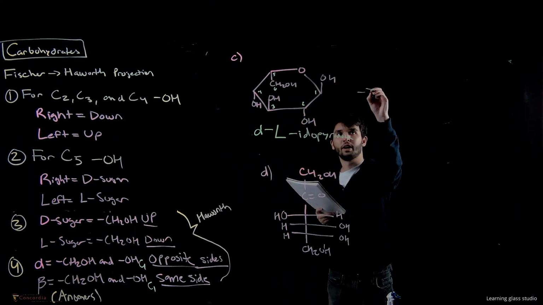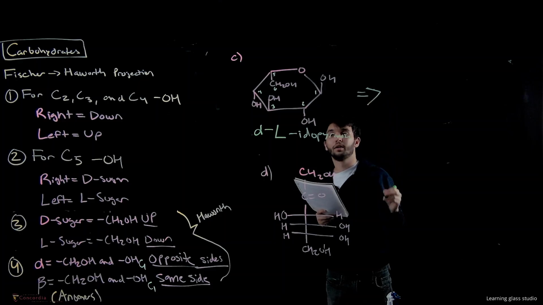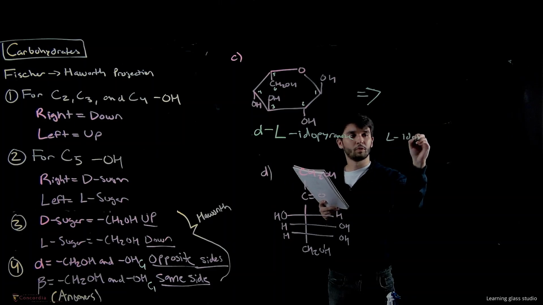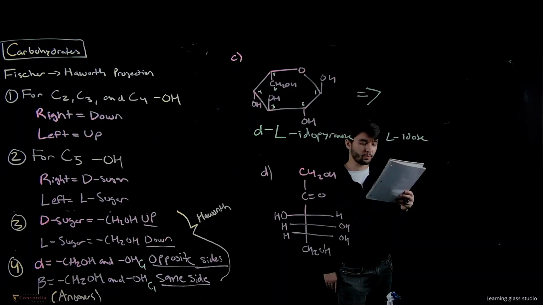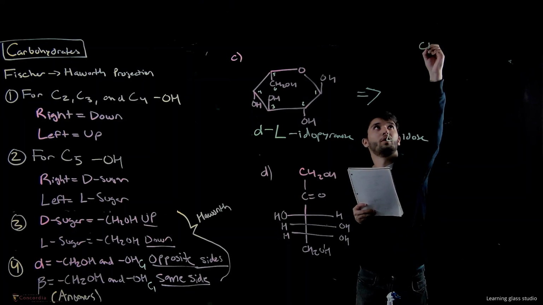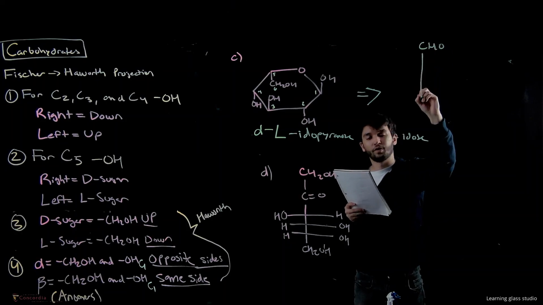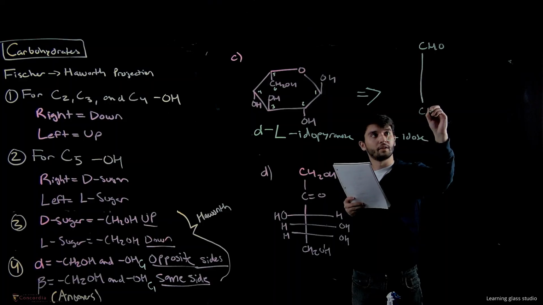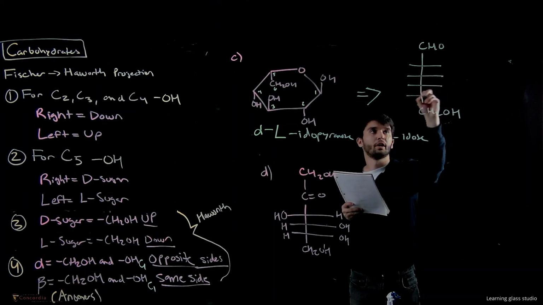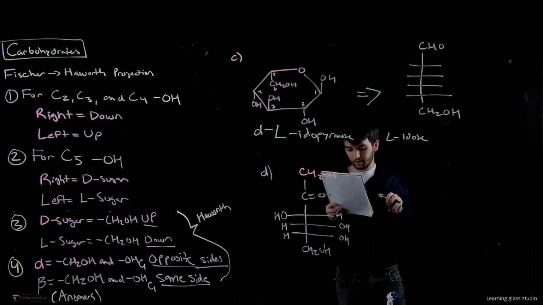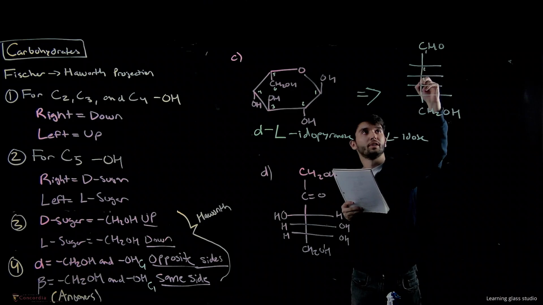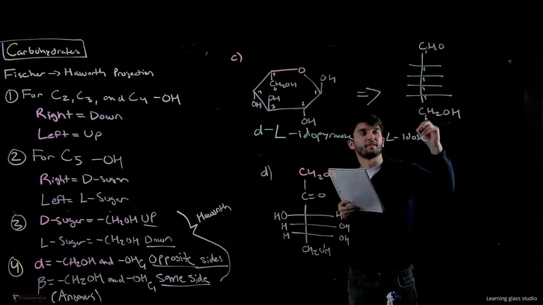And now we are trying to draw L-idose. So we're trying to get back to the Fischer projection now. So this is going the opposite. So let's draw our normal sort of structure for this, as we've been seeing. CH2OH. And draw 1, 2, 3, 4. All right. So numbering these 1, 2, 3, 4, 5, 6.